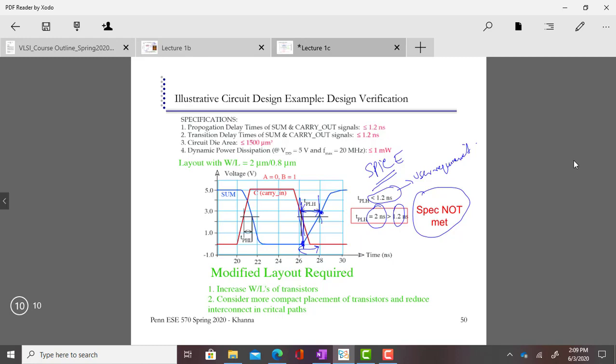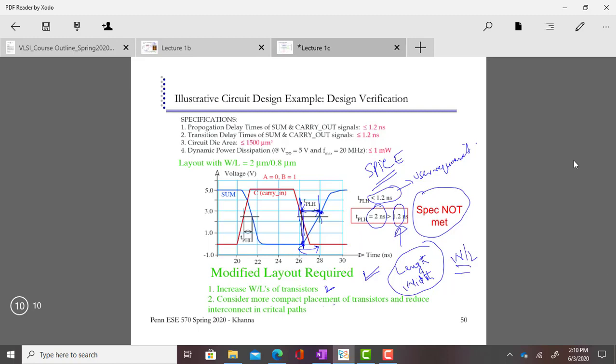Then what do you do? You have to modify the layout. You have to modify the transistor length and width. Later in the course we will understand what the transistor W and L are. These are the physical dimensions of transistors. In order to get 1.2 nanoseconds, we have to modify the physical structure of the transistor.